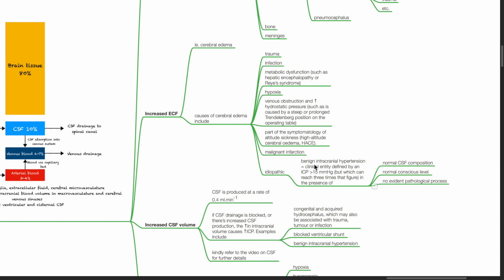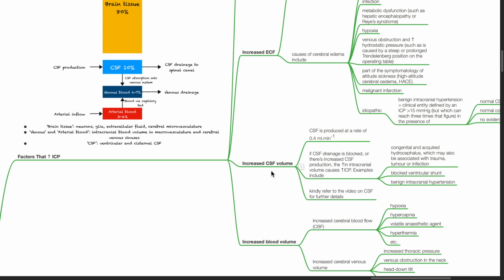Benign intracranial hypertension is a clinical entity defined by an increase in ICP of more than 15 mmHg, but which can reach 3 times that figure, in the presence of normal CSF composition, normal conscious level, and no evident pathological processes.